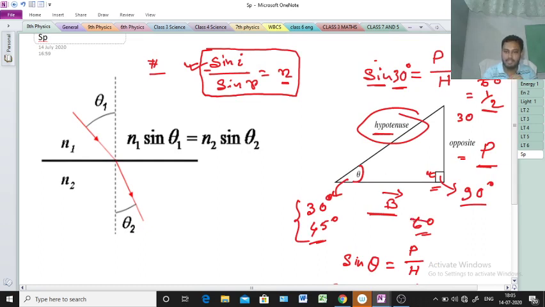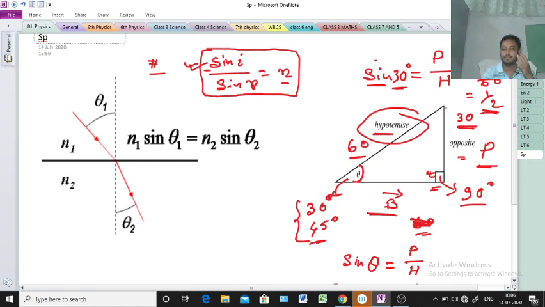Let's say this is 60. This arm is 30 and this arm is 60. Perpendicular upon hypotenuse. If this one is 30 and this one is 60, then perpendicular upon hypotenuse means 30 upon 60. So if you divide, then you will get 1 by 2. Clear or not? I hope it is clear.